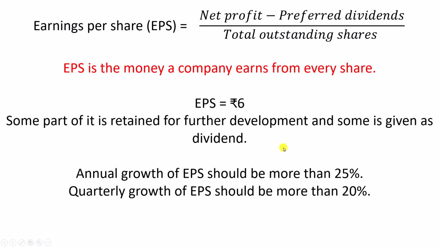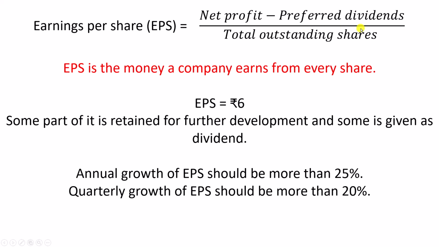Now, let me come back to the formula. What is net profit, what is preferred dividend, and what is total outstanding shares? Net profit is the profit that you can find in the income statement or profit and loss statement. You know about the profit and loss statement, correct? After EBIT, earnings before interest and tax, and after deducting tax and interest, whatever profit we can see, that is net profit. I'll show you in a few minutes. From net profit, we subtract preferred dividends.